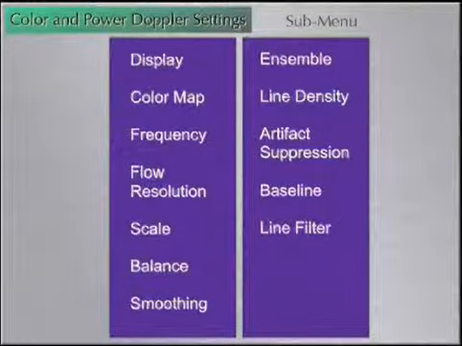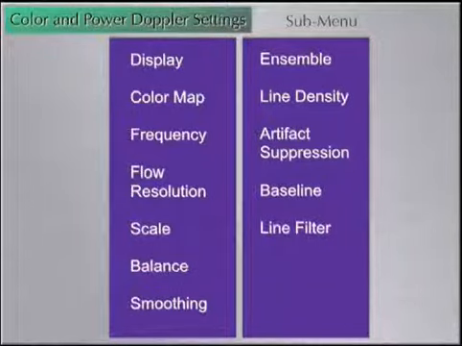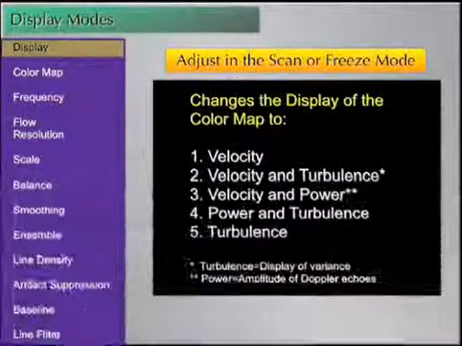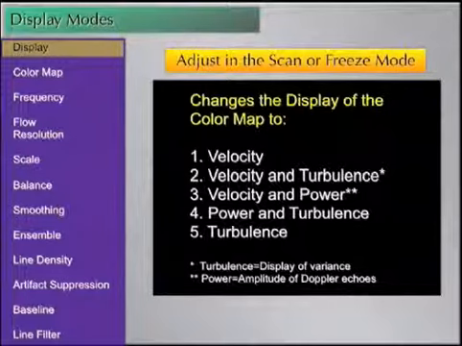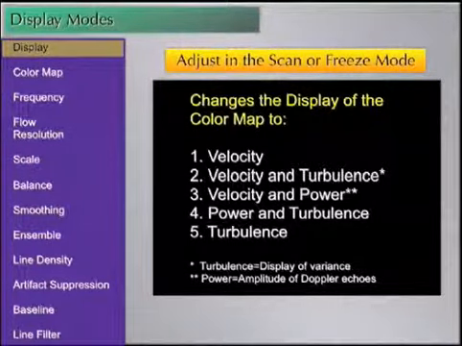This is the submenu page. Each manufacturer may have different options in their submenu selections. However, the features are very similar. Let's now explore what these features are and how they may affect the image. Display selection allows the examiner to choose various settings, depending upon how the examiner desires the color Doppler to be displayed.